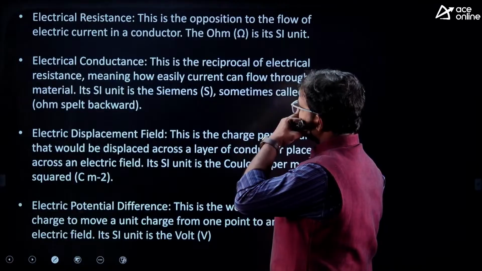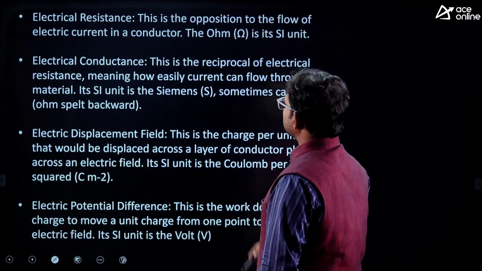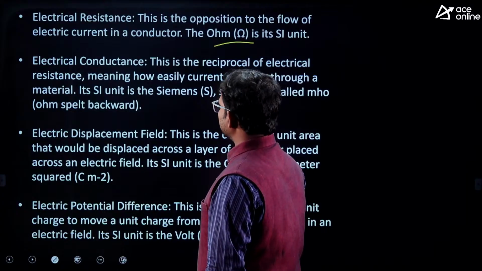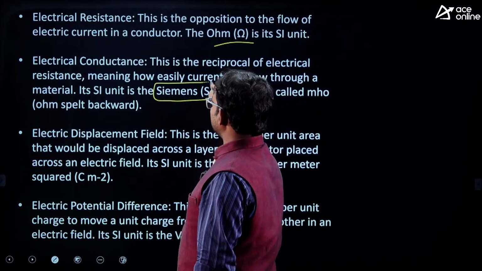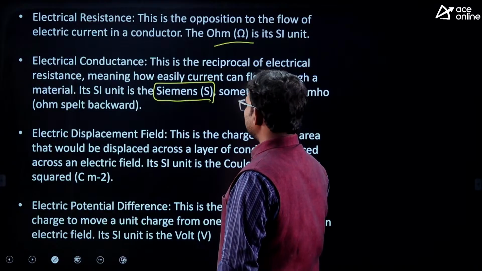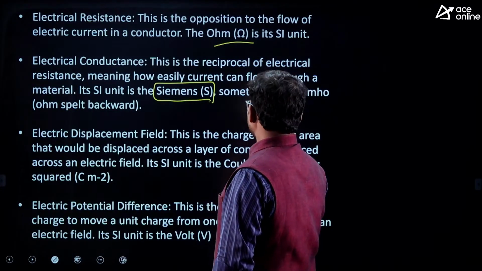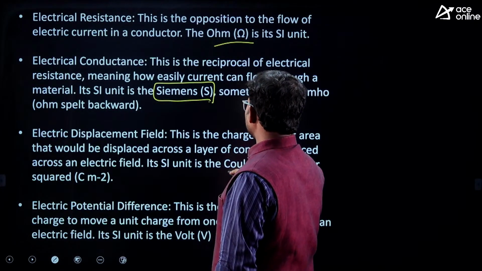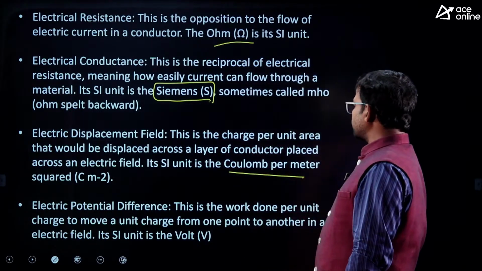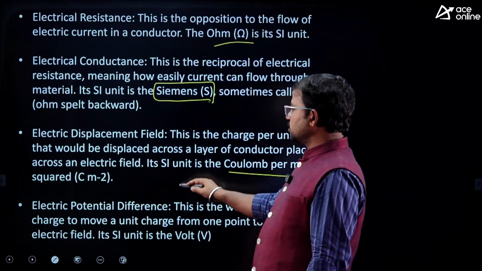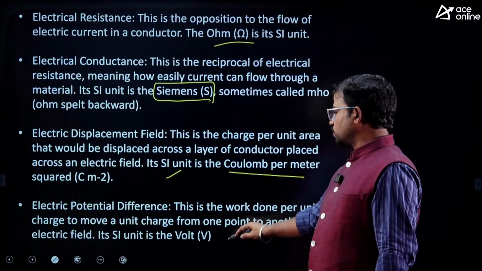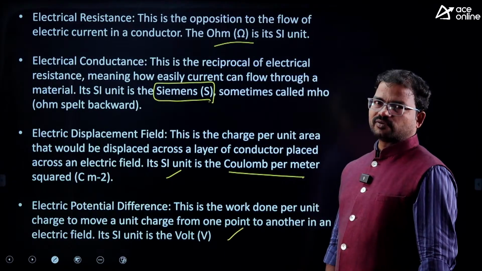Here it is, electric resistance, omega. This is the SI unit. Next, electrical conductance is measured in Siemens, which is mostly the concerned one. Next, electric displacement units are Coulomb per meter square. Next, electric potential is nothing but volt, so it can be measured by using a voltmeter also.